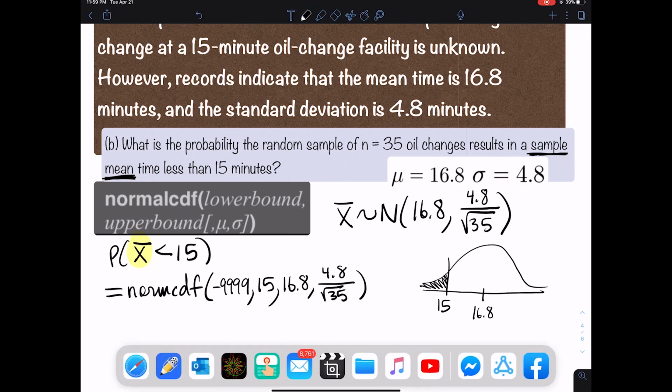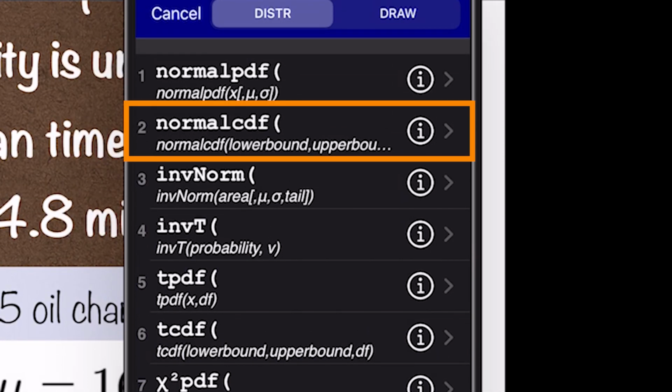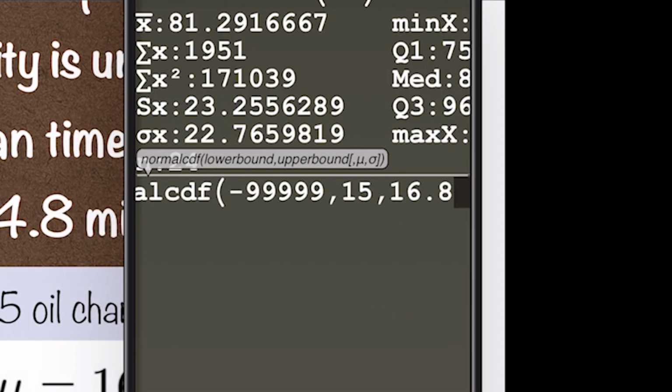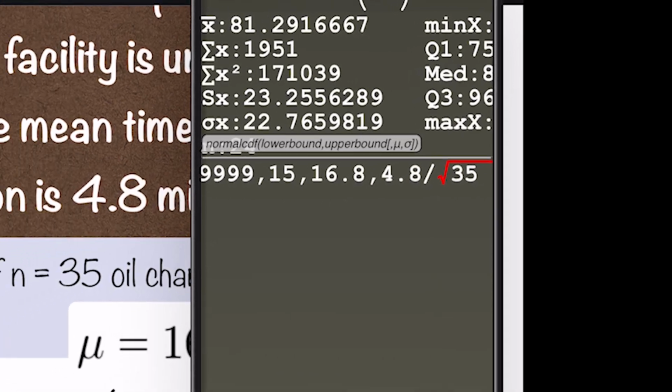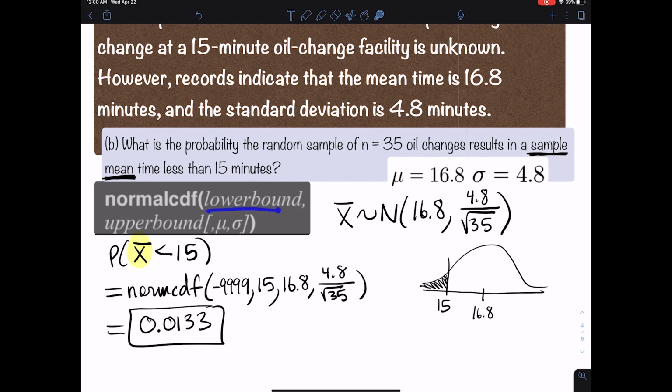So let's plug that into a calculator. Second distribution, Normcdf, negative 9999, comma 15, comma 16.8, comma 4.8 divided by square root of 35. And there we have it. This equals 0.0133. So that's Normcdf. We plug in the lower bound, the upper bound, the mean, and the standard deviation, or in our case, the mean and the standard error. So we found the probability. For probabilities, we use Normcdf.